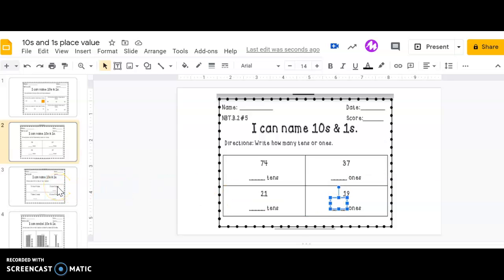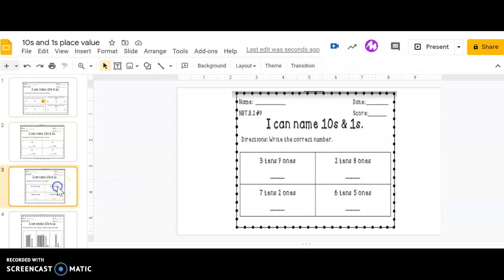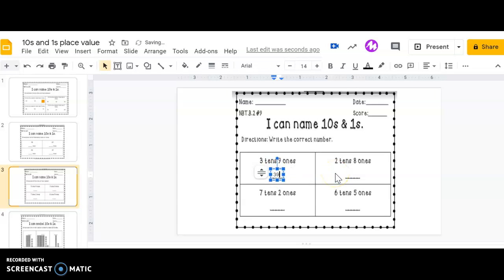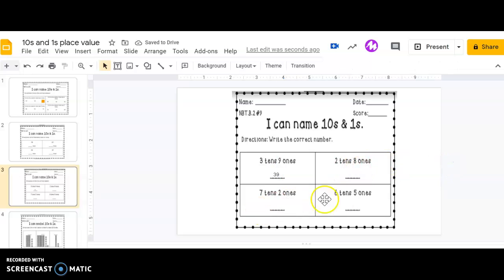All right, let's see our next slide. Four easy peasy problems. Oh, this slide we're going to do no problem. We just talked about ways we can represent numbers. This one just says write the correct number. So I can click right below. This number has 3 tens and 9 ones. All I do is type in my number. Can you answer the other 3?